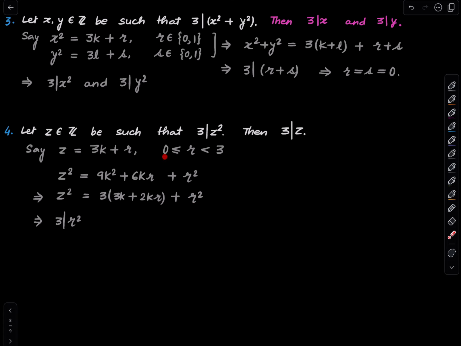But r can take values in this region. So r is either 0 or 1 or 2. If r is 0, then we are done. If r is 1, then this cannot be true because 1 squared is 1 and 3 doesn't divide 1. If r is 2, then again this cannot be true because 3 doesn't divide 4. So r must be 0, and that's it. We wanted to show r is 0 because we wanted to show 3 divides z, and we have shown r is 0, and that finishes this statement, and that we apply here to deduce that 3 divides x and 3 divides y.